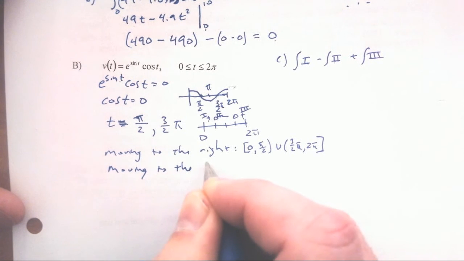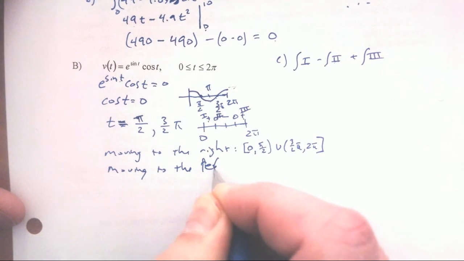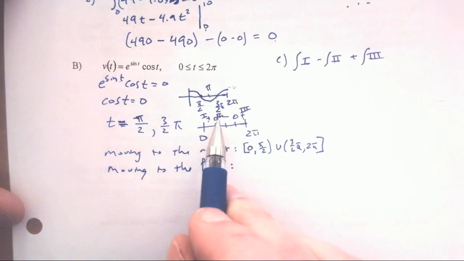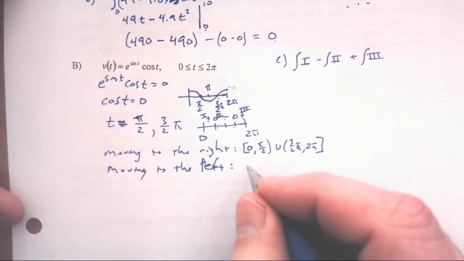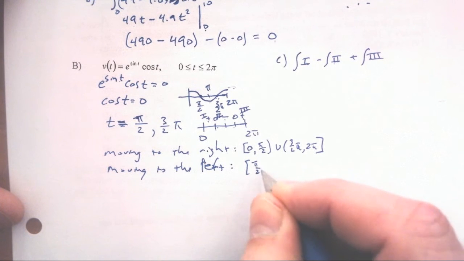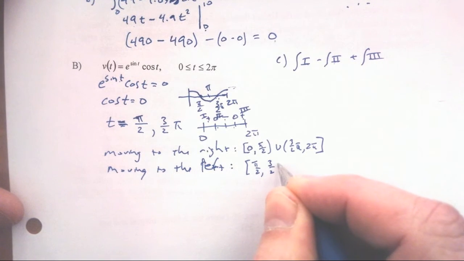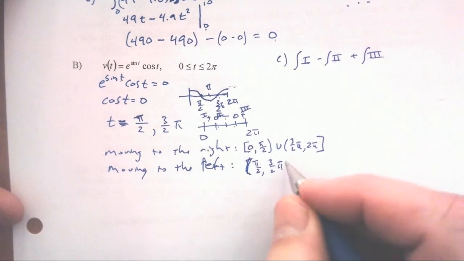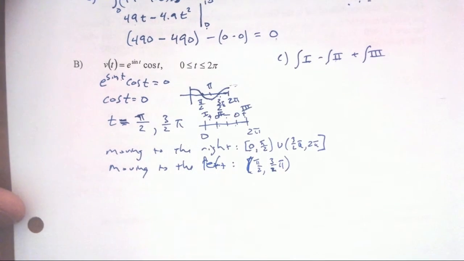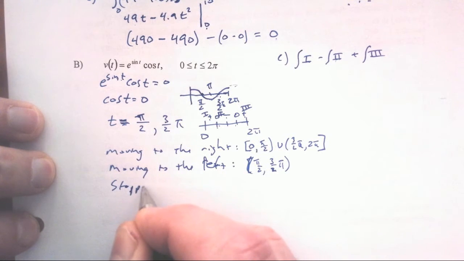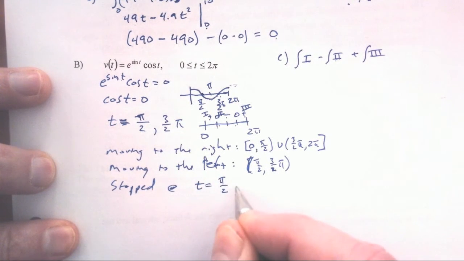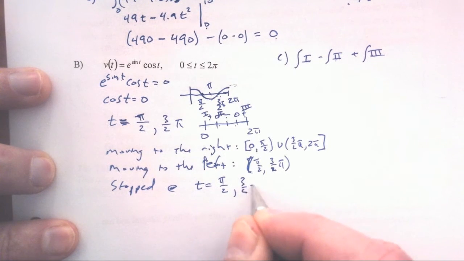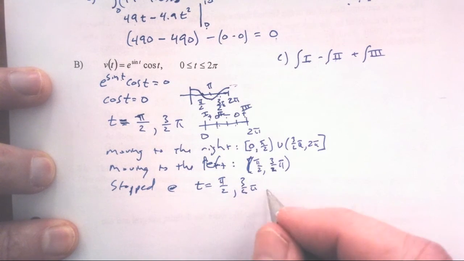Moving to the left, where the velocity is negative. Velocity is negative where cosine is negative. Cosine is negative between pi on 2 and 3/2 pi. But not at pi on 2 and not at 3/2 pi. That's where the velocity is 0. So we are stopped at t equals pi on 2 and 3/2 pi seconds.